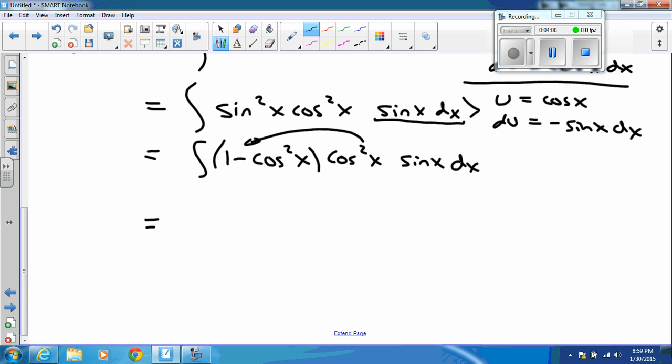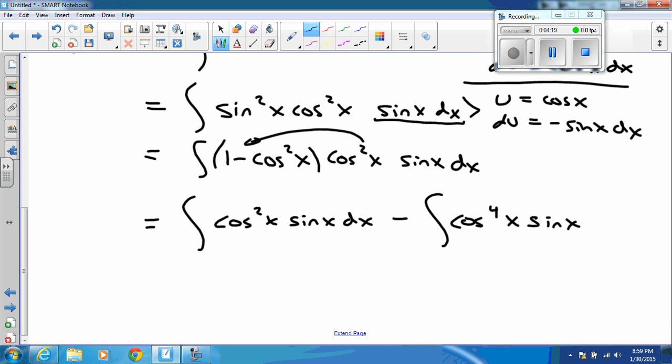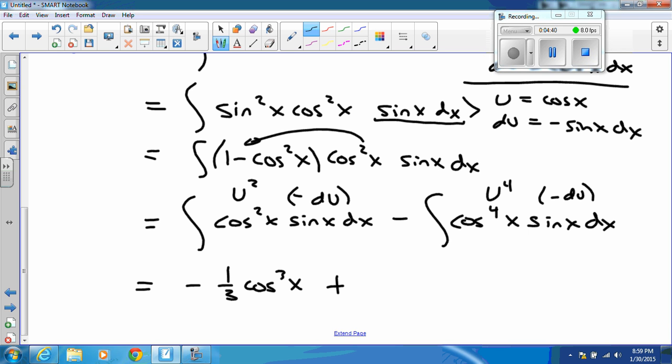Now how does this work out? Well, let's distribute and see what happens. This gives us the integral of cosine squared x sine x dx minus the integral of cosine to the fourth x sine x dx. And now, as if by mathemagic, I have arrived at two integrals that are very, very easy. I have u squared times negative du, which gives me negative 1/3 cosine cubed x, minus, this is u to the fourth, negative du again, so it's really plus 1/5 cosine to the fifth x plus c, and we're done.